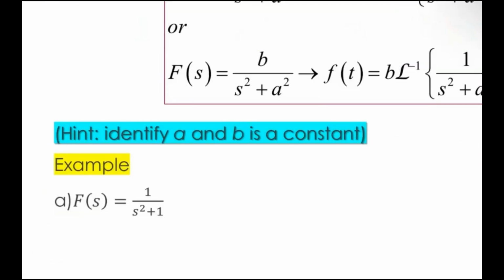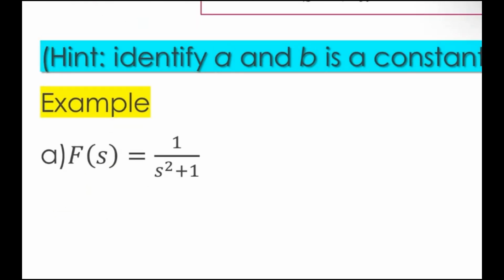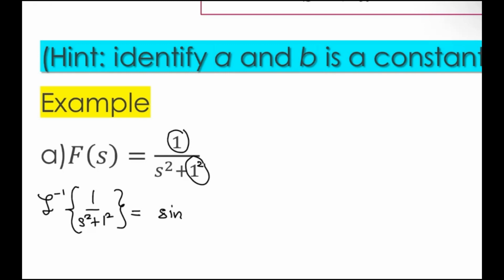So we have F(s) equal to 1 over s squared plus 1. So we have here a, here also a. This one is supposed to be 1 to the power of 2, a to the power of 2. Here is a to the power of 1. So 1 squared is also 1. So here you have the inverse Laplace of 1 over s squared plus 1 squared. So this one is equal to sine t.